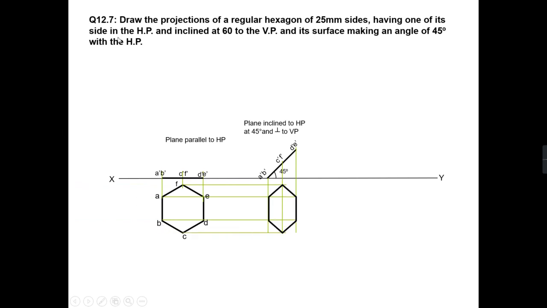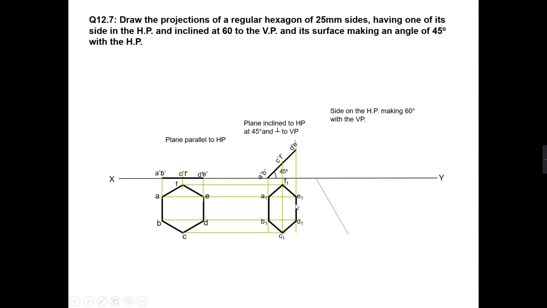Then it is inclined to the 60 degree to the vertical plane. So in the first slide, I have told you, if it is inclined to the vertical plane, the size of the hexagon will be same. The only difference will be it will be inclined to the vertical plane. So I will draw a line that is inclined to the XY line at the angle of 60 degree. Then I will copy this diagram.